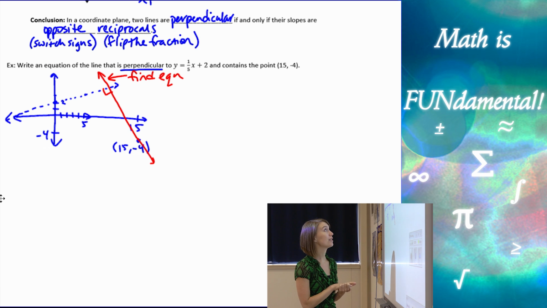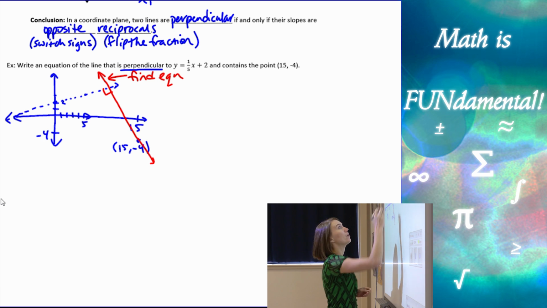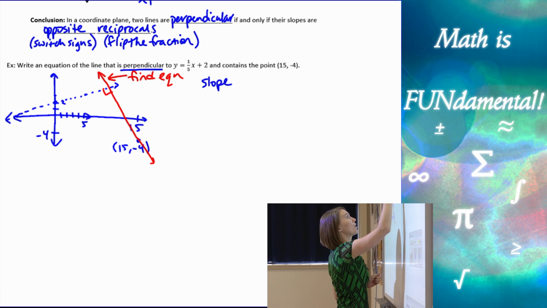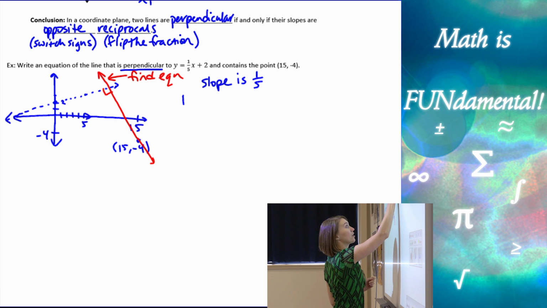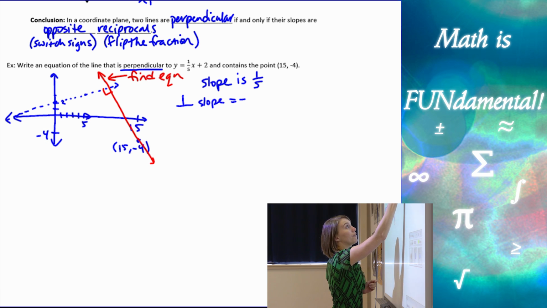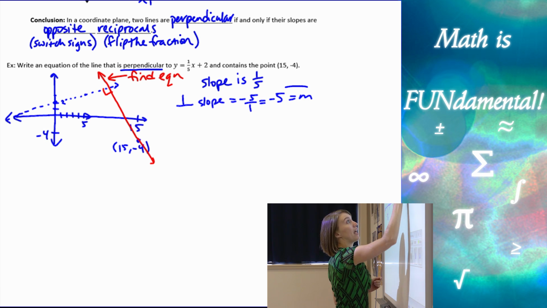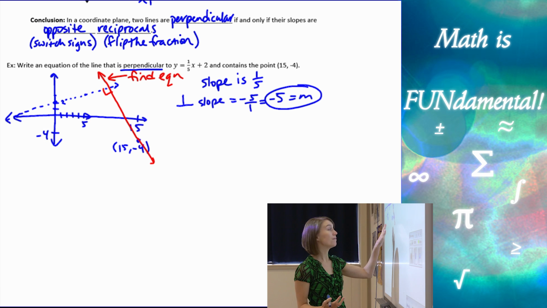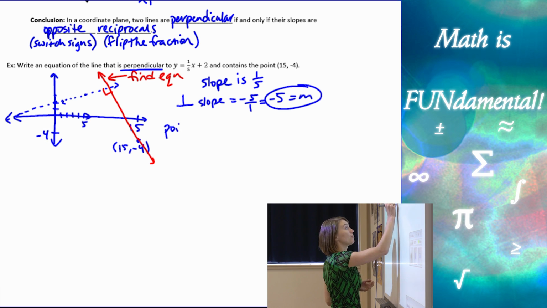Okay, so first thing we do is we're going to find our slope. So our slope, and I want a perpendicular slope. So remember, our slope of this equation is 1/5. So our perpendicular, and I'm going to use the sign for perpendicular, slope would be -5 over 1, or just -5. So we're going to use this as our m value in our equation. Now I can use my point slope form. I have a slope and I have a point 15, -4 on my line.